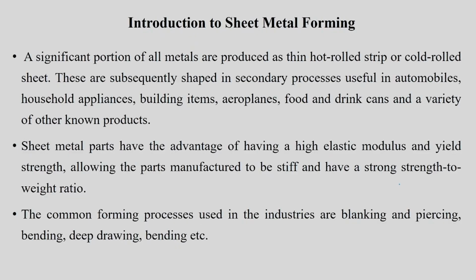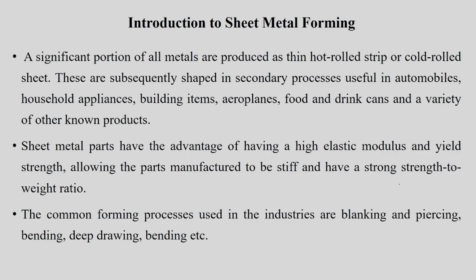As you all are aware, metal forming operations can be divided into two main categories. One is the bulk forming process, the other is the sheet forming process, and this course is predominantly on sheet metal forming process, mainly the mechanics part. When it comes to the introduction, I have given three important points in the slide. We are all aware that we have hot rolled strip and cold rolled strip, in the form of sheets.